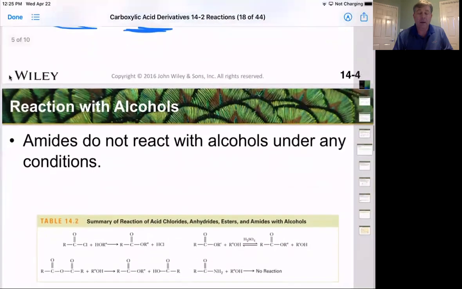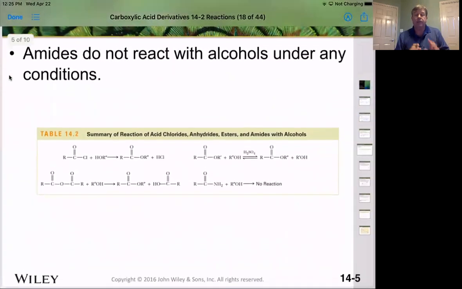Now, amides don't react with alcohols under any of these conditions, and that's because the alkoxide produced is less basic than the amide that it would be displacing. Therefore, the alkoxide will never displace an amide, so our amide is the most stable and will not react with any of the alcohols we have available to it.